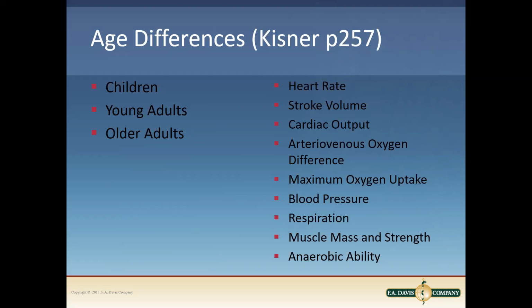Stroke volume. Well, because children have a higher heart rate, they don't need as much of a stroke volume because their heart's pumping faster, right? So they have a lower stroke volume than we have, which means their cardiac output's a little bit lower. But as you get older, cardiac output will peak somewhere around your 30s, and then it all goes downhill from here. Your max oxygen uptake changes, your blood pressure changes.